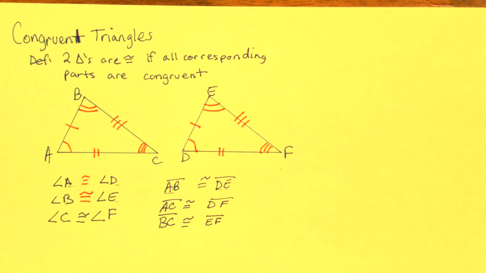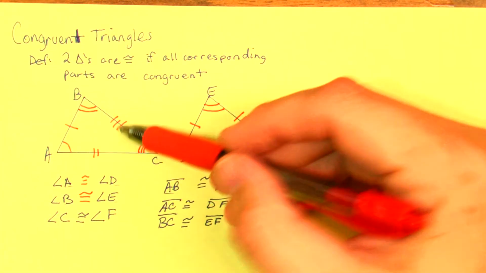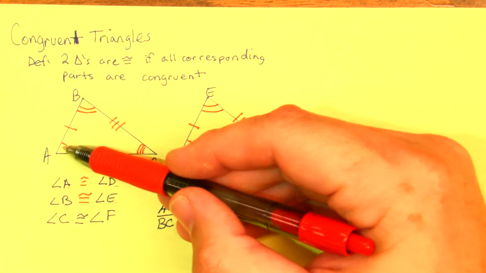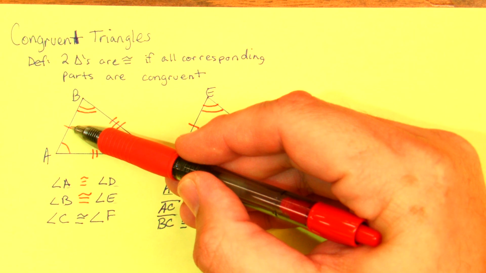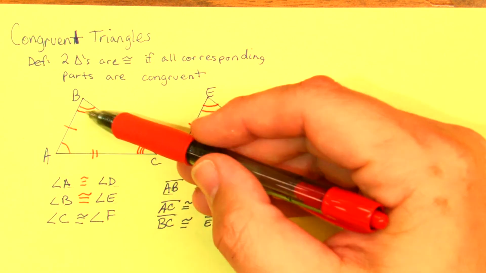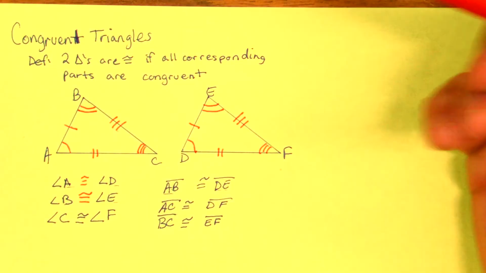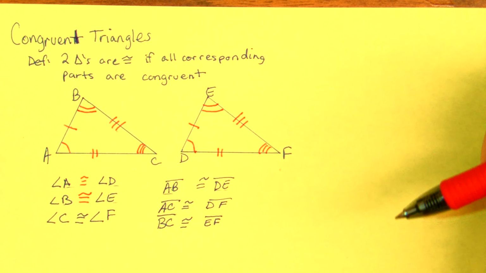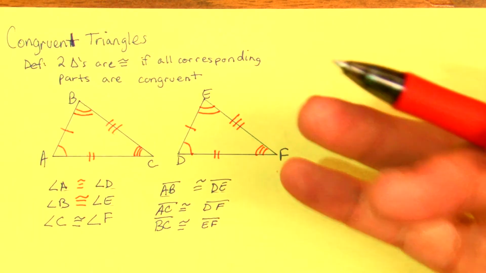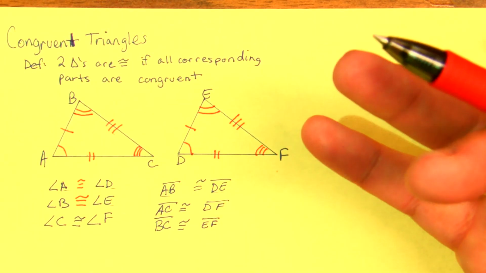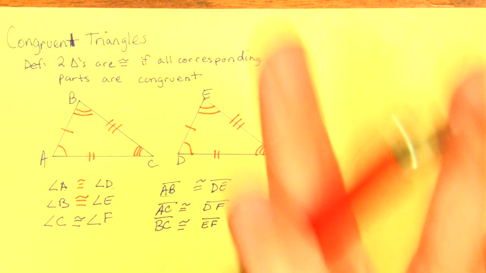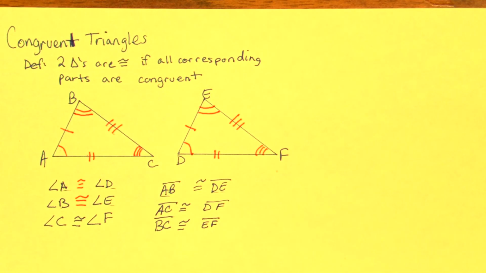We are going to explore and find out that if I only have 3 parts, like 3 sides, or an angle, a side, and an angle, or a side, an angle, and a side, and that's congruent to another one in another triangle, we can actually prove that the triangles are congruent in that case. But for right now, this is what we need to know. This is our good start for figuring out what triangles are congruent.